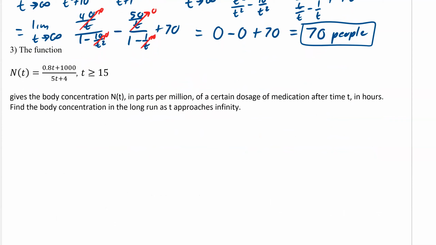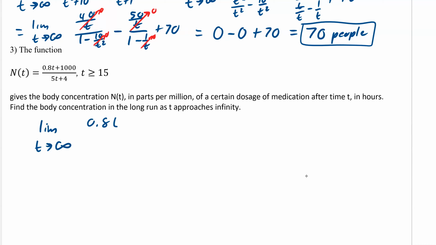Let's read it. The function gives the body concentration in parts per million of a certain dosage of medication after time t in hours. Find the body concentration in the long run. So basically as t approaches infinity. So what you're thinking about here is you take some sort of medication in. How long will it stay in the body? That's what we're looking at. So forever means our t is approaching infinity.